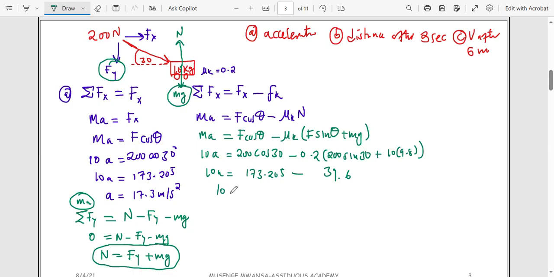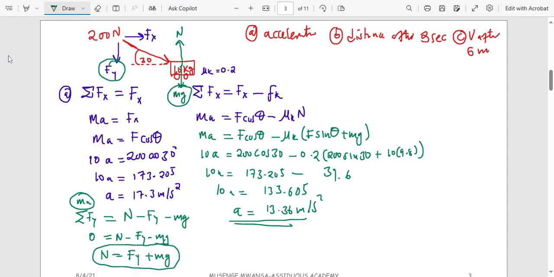So this is going to be 10a is equal to 173.205 minus 39.6, which is going to be 133.605. So therefore the acceleration is going to be 13.3 if you divide by 10, meters per second squared. You can see that the acceleration reduces when there is friction, because friction opposes motion. That's why there's a reduction in the acceleration. Does this make sense?